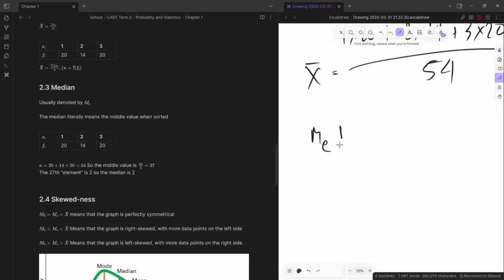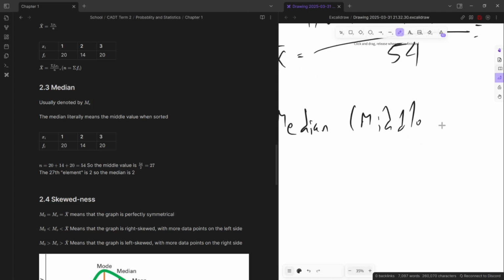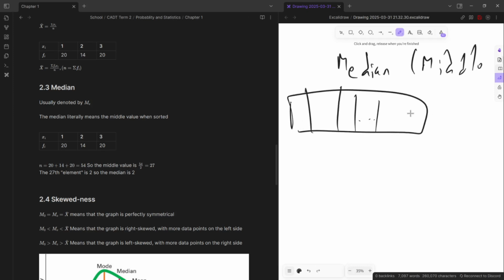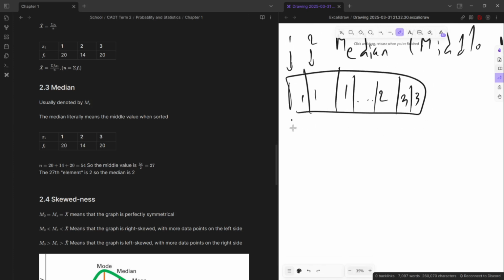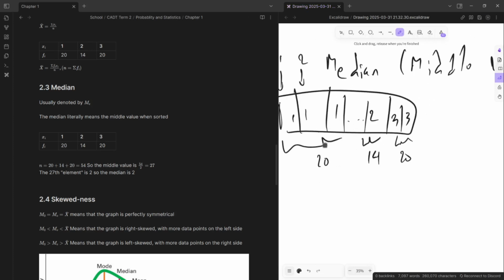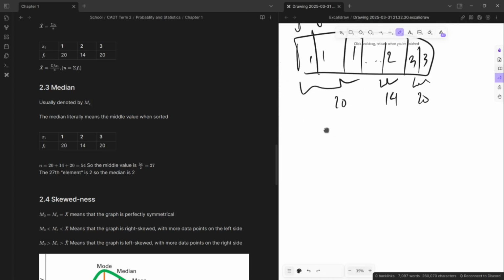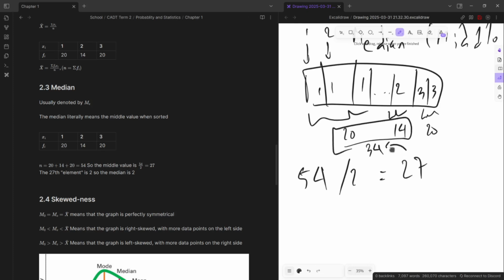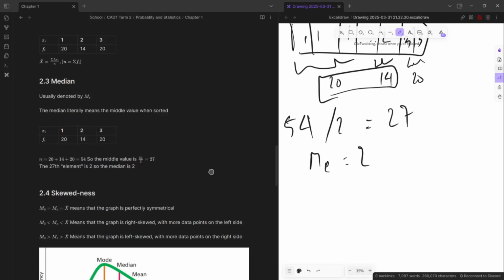We have median, the middle value when sorted. Think of it as an array of elements. Each value has its own position in this array. This shows up 20 times, this shows up 14 times, and another 20 times. So what is in the middle of this array? We have 54 elements divided by 2 is 27. Which number is at the 27th element? You add this number, it's 34. 27 is smaller than 34 and bigger than 20, so it clearly is 2. Median is 2. That's it.